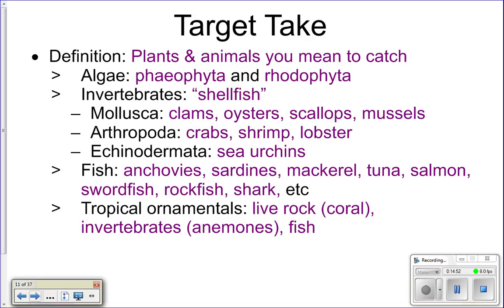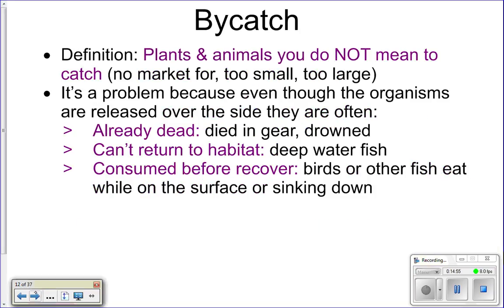Bycatch. Bycatch are things that we catch that we don't mean to. So we could not want them because either they're too small or they're too big or there's no market for them, but we still catch them. And bycatch is actually a huge issue because many times once the bycatch is caught with what we actually want, we just toss them back overboard. And many times when we toss them back overboard, they're already dead at that point.